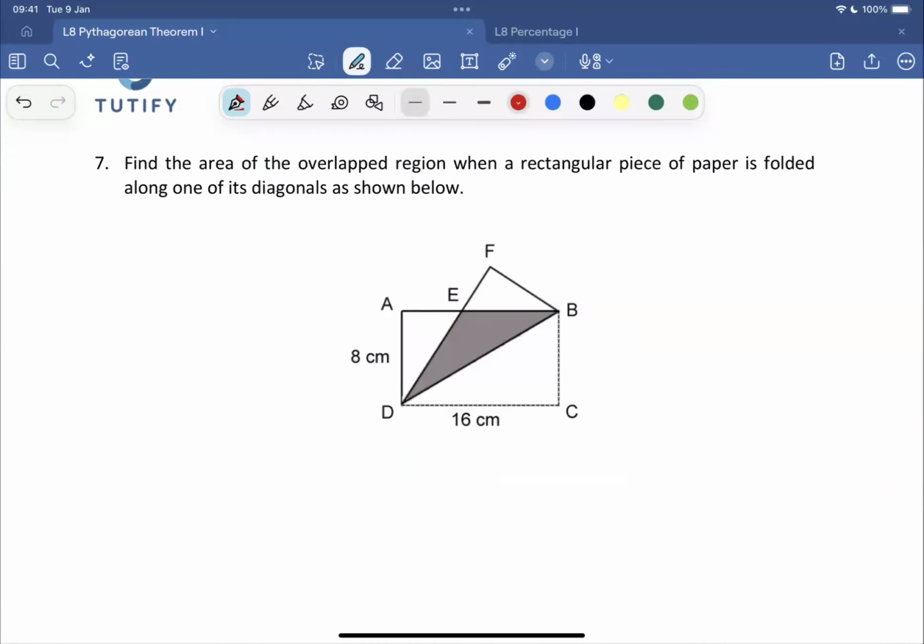Question 7. Now, take note. Whenever you fold a piece of paper, the folded part is exactly the same as the part that was left behind. Don't you see that it is exactly the same? And one more thing you need to know, since you're folding it in half, the folded triangle is totally the same as the other half of the piece of paper. So these two triangles are exactly the same as well. That means this triangle and this triangle, they are all the same.